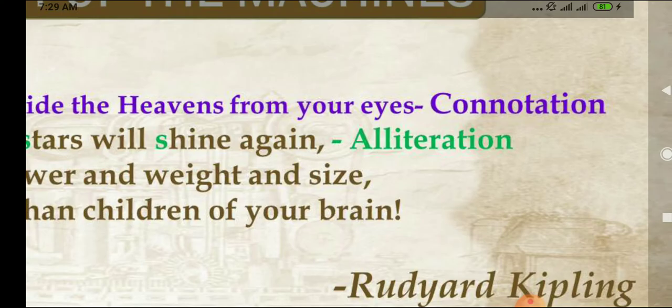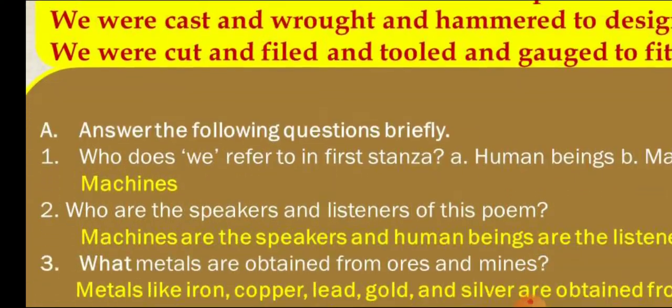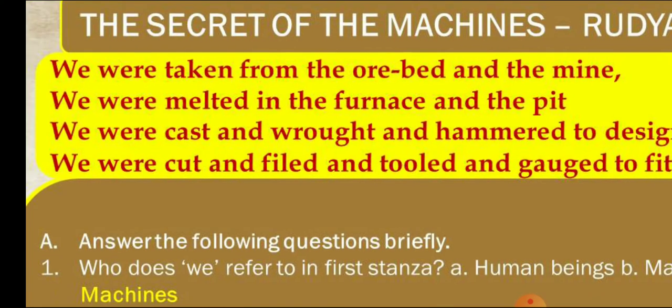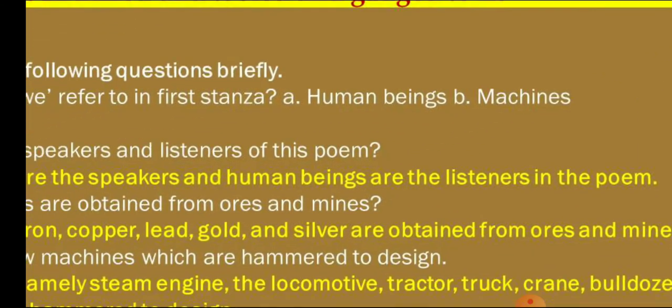Okay, so let us learn the poem comprehension. We were taken from the old bed and the mine. We were melted in the furnace and the pit. We were cast and wrought and hammered to design. We were cut and filed and tooled and gorged to fit.